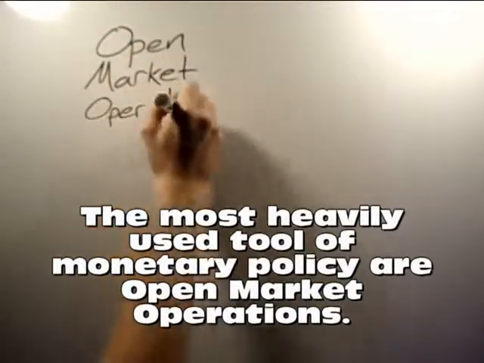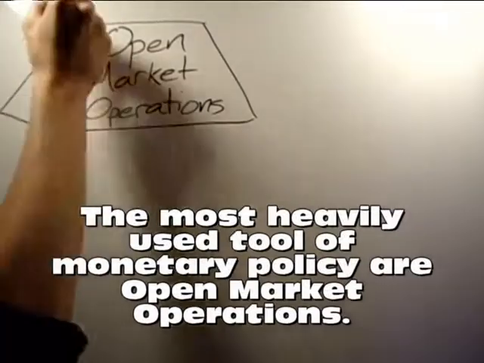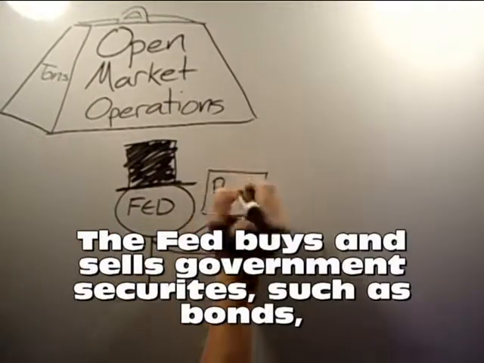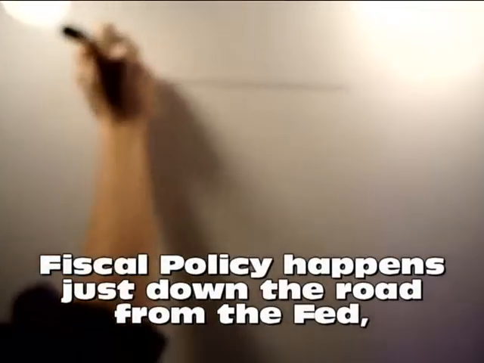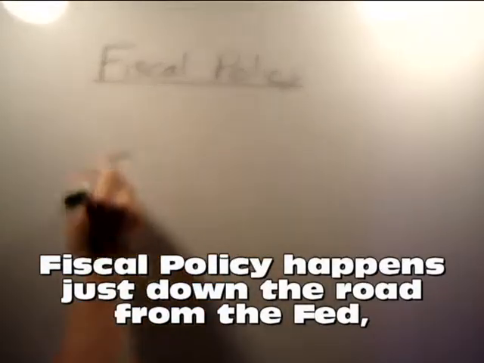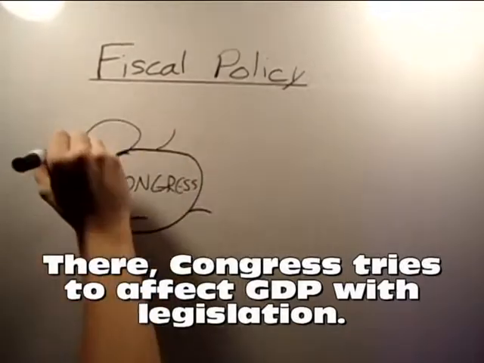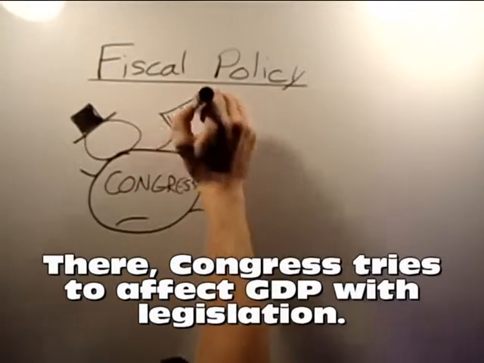The most heavily used tools of monetary policy are open market operations. The Fed buys and sells government securities, such as bonds, to affect the money supply. Fiscal policy happens just down the road from the Fed at the Capitol building. There, Congress tries to affect GDP with legislation.